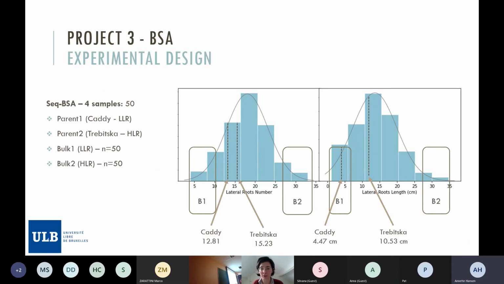These are the results of the phenotyping. As you can see, we have a good normal distribution for the lateral roots number and the lateral roots length. So we took the two bulks, the two tails of the progeny, and we sequenced them. So we sequenced basically 4 samples.